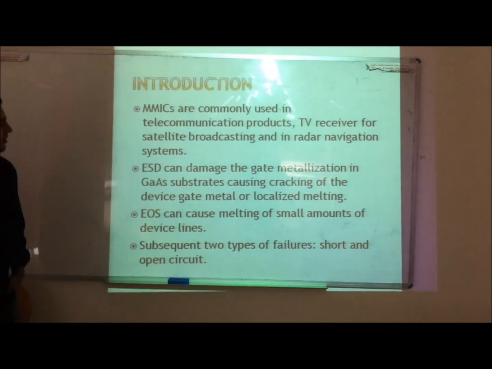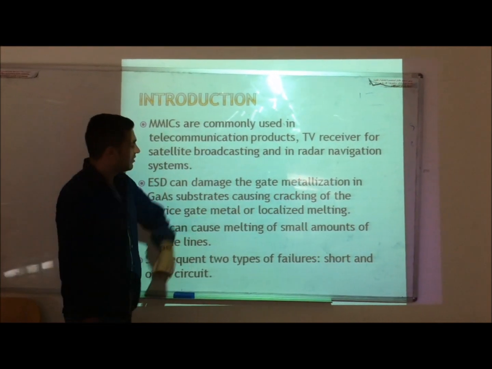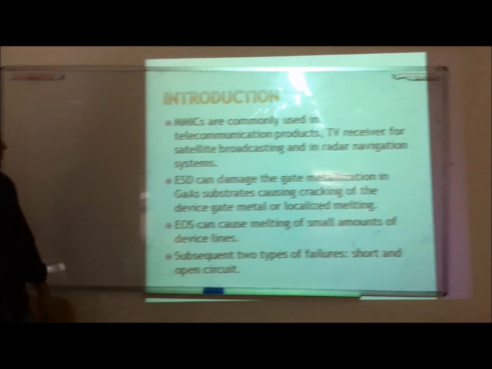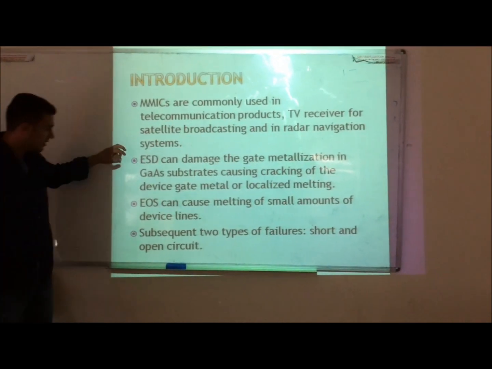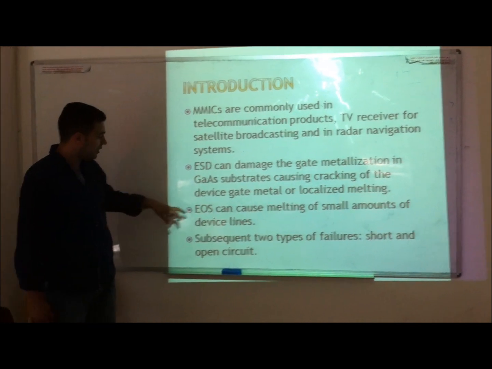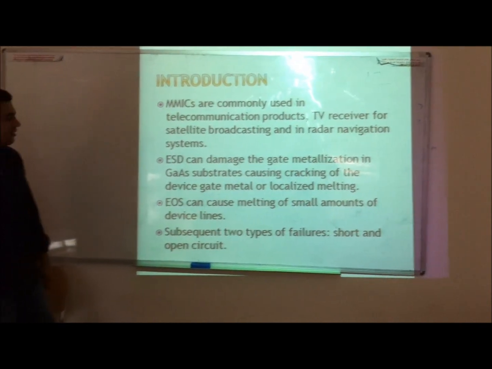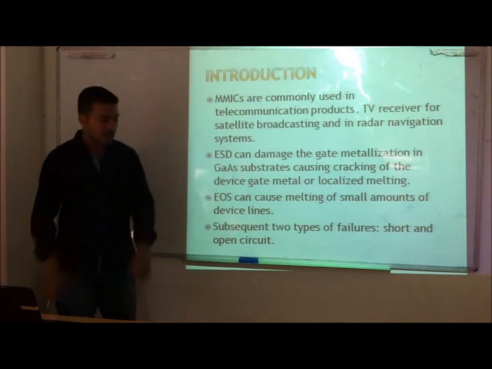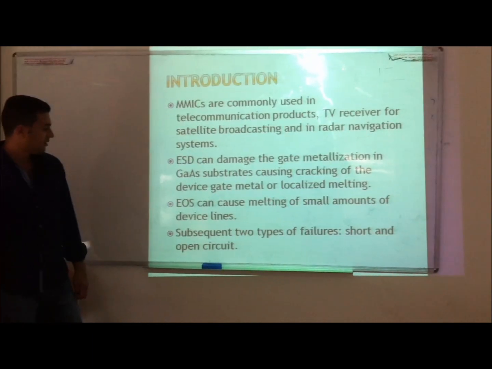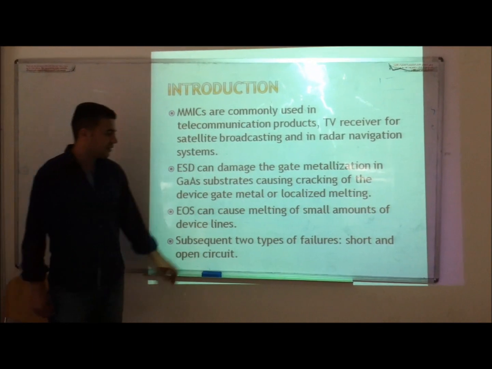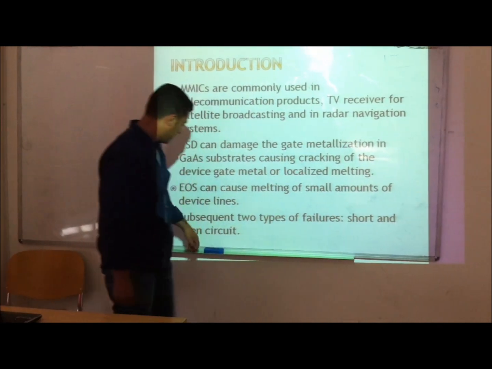Electrostatic discharge can damage the gate localization in GaAs substrates, causing cracking of the device gate metal or localized melting. This is the ESD damage, and electrical overstress damage can cause melting of small amounts of device layers. This has consequences of two types of electrical failure: short circuits and open circuits.